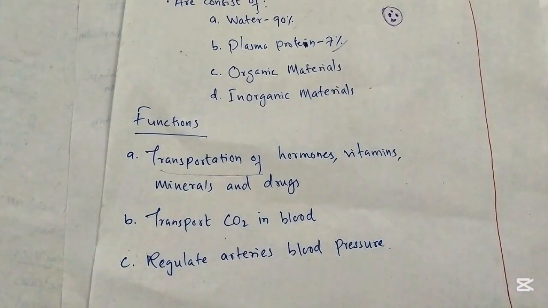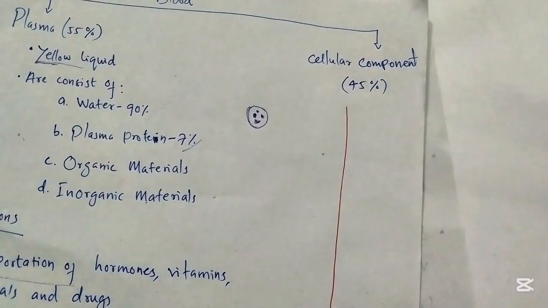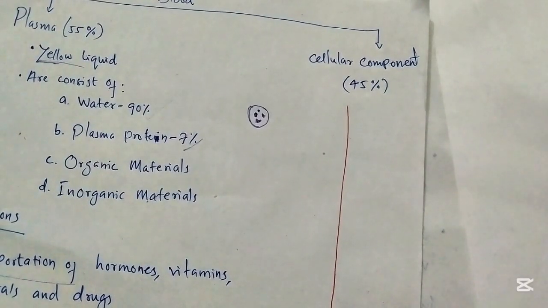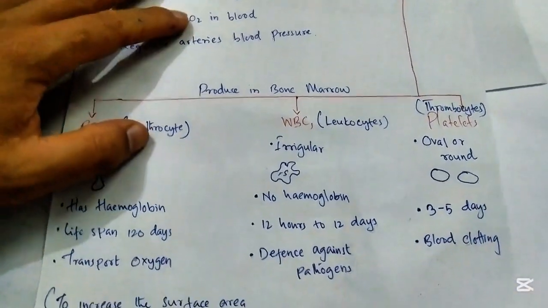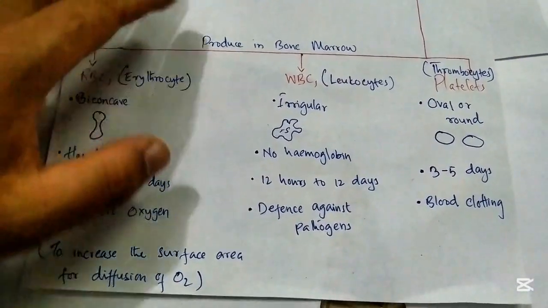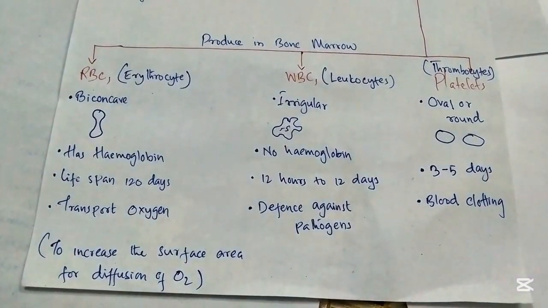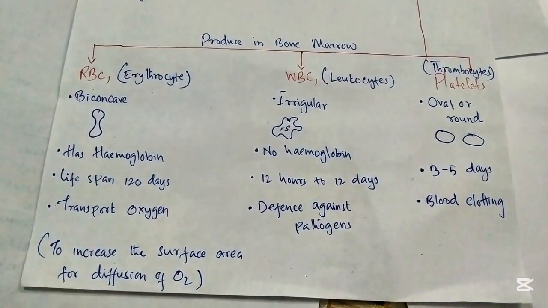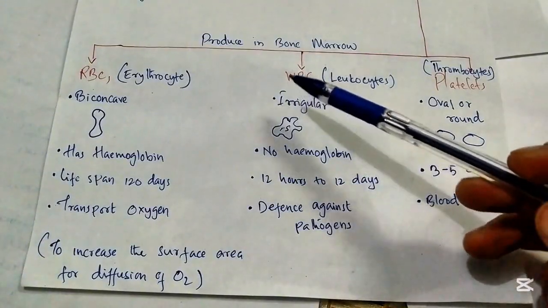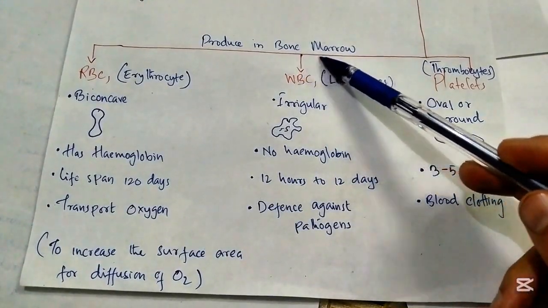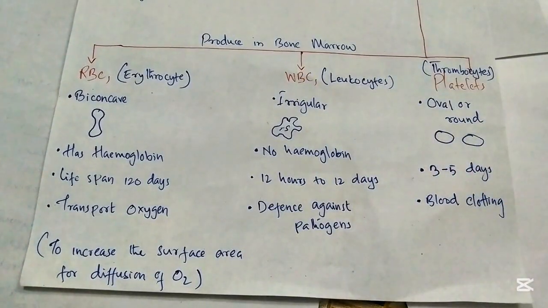And next we have the cellular components. Blood is composed of plasma 55% and cellular components 45%. So let us look at what the cellular components found in blood are. Cellular components are produced in bone marrow. We have three cellular components.